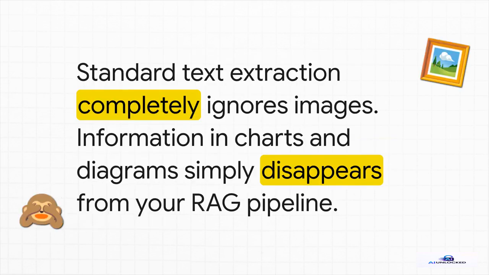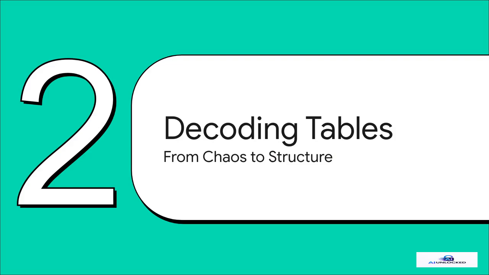And then there's problem number two, images. Your standard text extraction pipeline is basically blindfolded. All that incredibly valuable information packed into your charts, your diagrams, your product photos, it just vanishes into thin air. If the answer is in a bar chart, your system will just confidently tell you, sorry, I don't have that information, even though it's staring it right in the face. Okay, so that's the problem. How do we actually fix it?